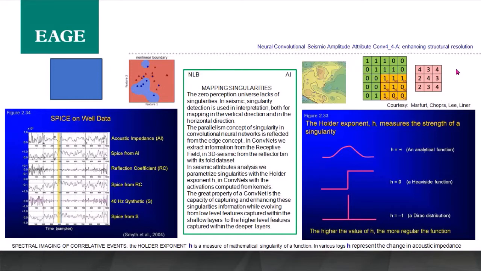In convolutional neural networks, we extract information from the receptive field. In 3D seismic, from the reflector beam with its fold dataset. In seismic attribute analysis, we parameterize singularities with a Holder exponent H. In convolutional neural networks, with the activations computed from the kernels.